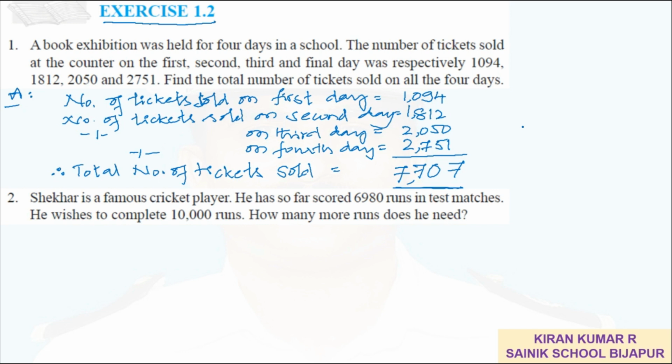Question number 2. Shekhar is a famous cricket player. He has so far scored 6,980 runs in test matches. He wishes to complete 10,000 runs. How many more runs does he need? Clearly, this question is a question related to subtraction.